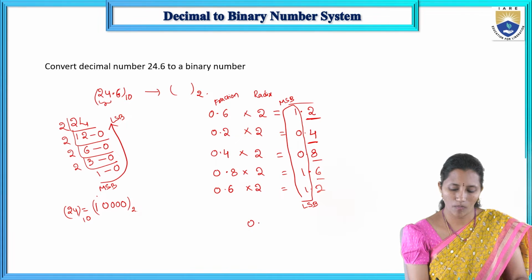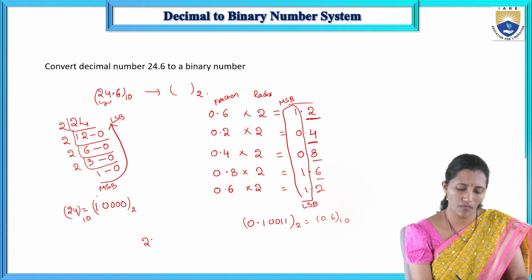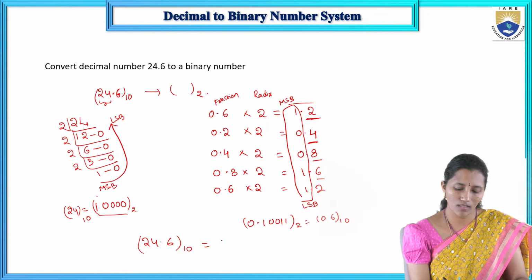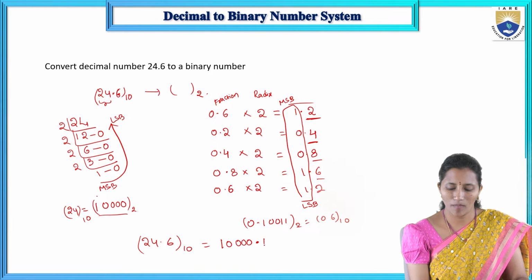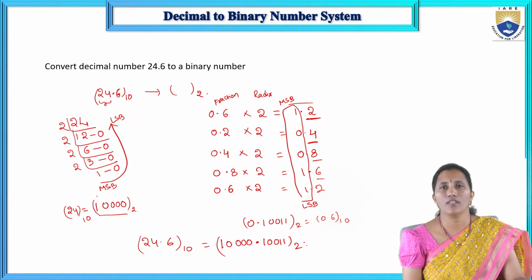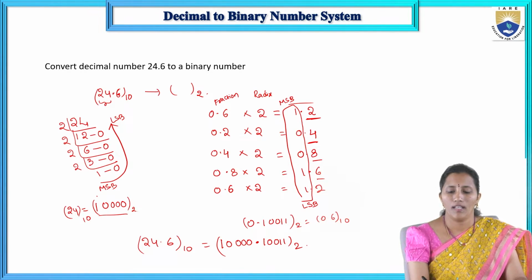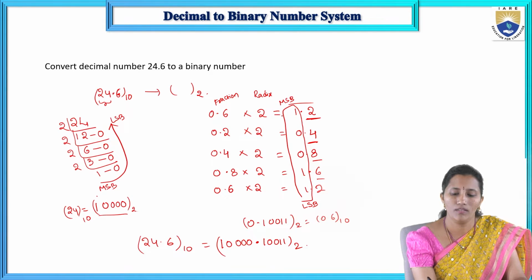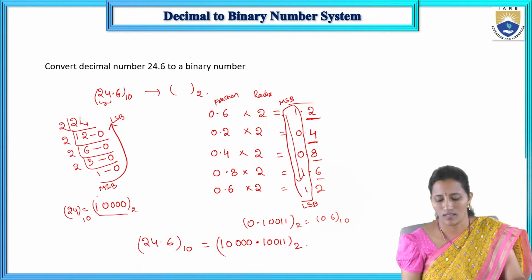So here it is 0.10011. Now combine these values. 24.6 in binary is: 24 is 11000 and 0.6 is represented by 10011. So this is the procedure to convert a decimal number to the binary number system.